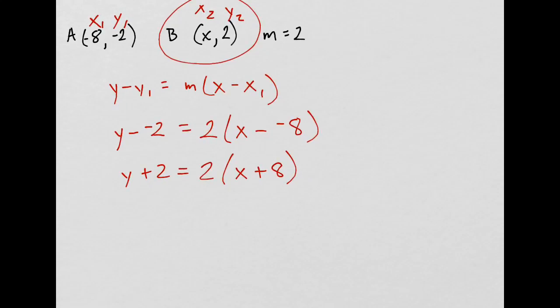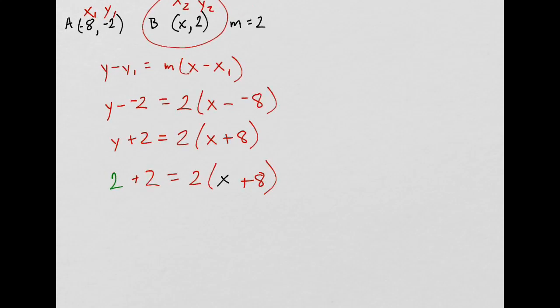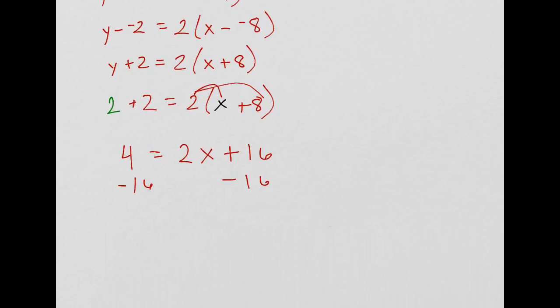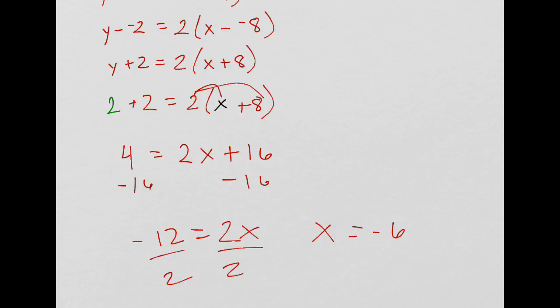So what will I do? I'll replace this with 2, and then plus 2 equals 2 times x, and then plus 8. So now I will solve for x. This is 4 equals 2x plus 16. I distributed. 2 times 8 is 16. Okay, subtract 16. That's 15, 14, 13, 12. Negative 12 equals 2x, divided by 2. x equals negative 6.